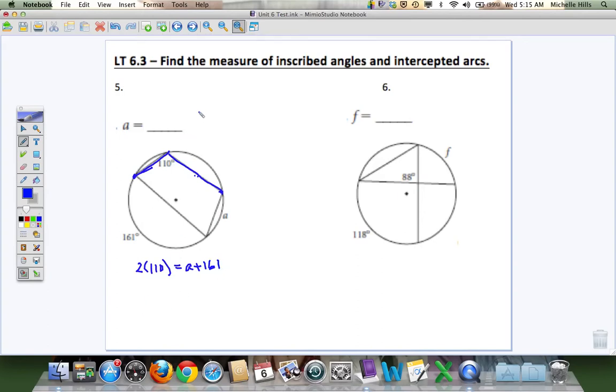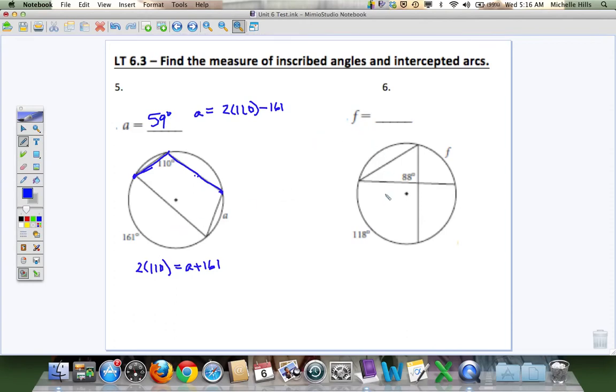Instead, I ended up saying, hey, to find A, I just solved for this. I'm going to take 2 times 110, I need to show where that came from, and then subtract out the 161 degree arc that was there. And I end up finding that A is 59 degrees.